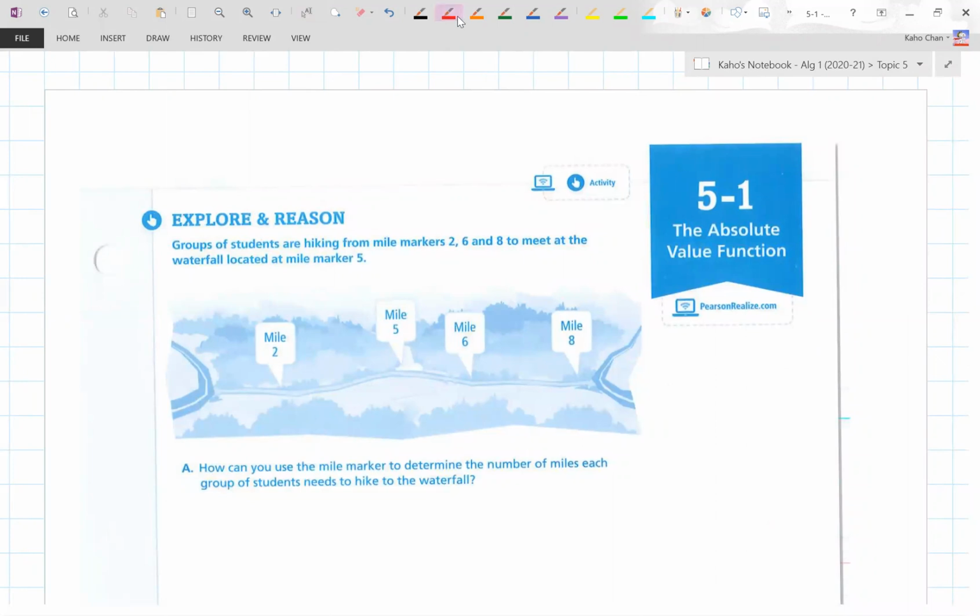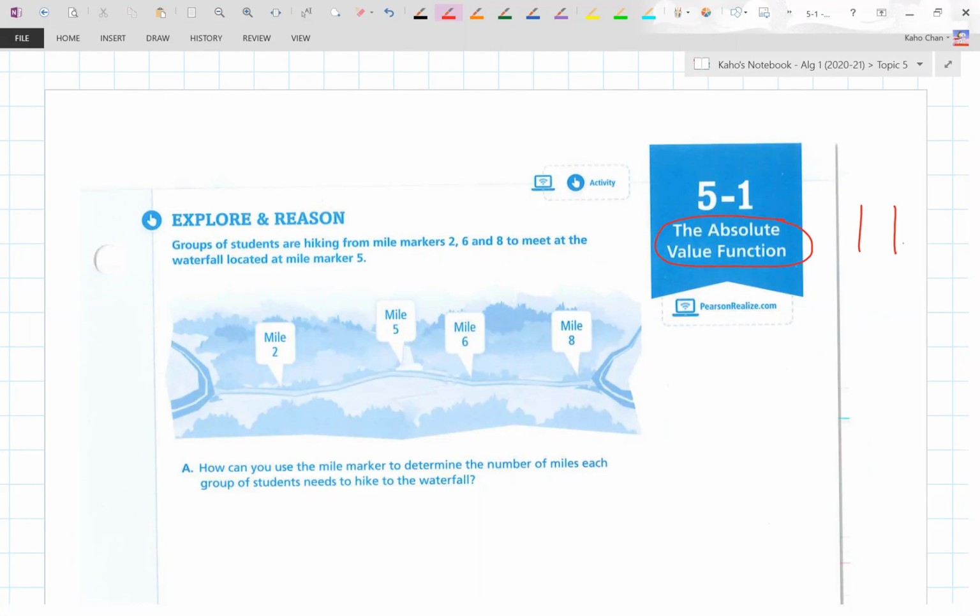Recall from our introduction to the previous lesson, absolute value functions are referring to these two vertical bars, and that refers to distance from 0 on the number line.